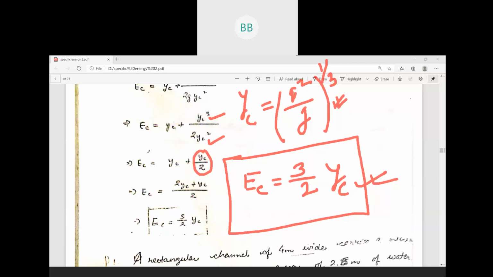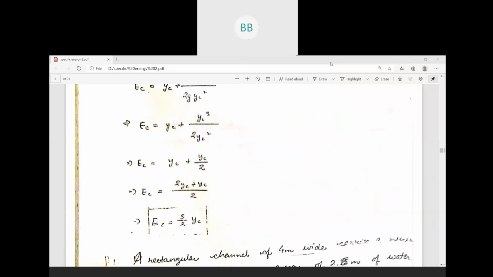So we have derived that expression for the rectangular channel. For the trapezoidal channel, you write down the expression. The derivation is not in your syllabus, but if you want, you can also derive it the same way. The derivation procedure is the same.